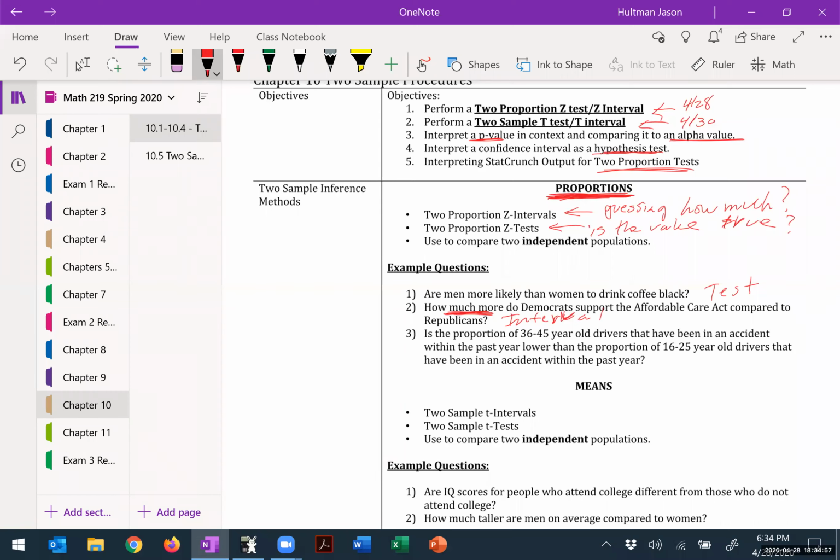What about, is the proportion of 35 to 45-year-old drivers that have been in an accident within the past year lower than the proportion of 16 to 25-year-old drivers that have been in an accident? Is it asking me how much? No, it's asking me, is it lower? It's a comparison between the two. We're just going to compare the two populations. Is it lower? That's going to be a test.